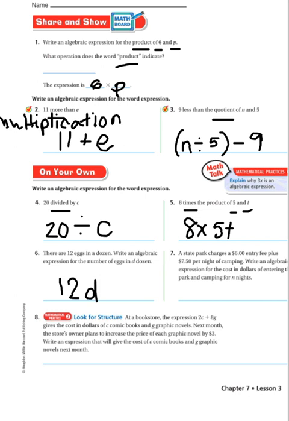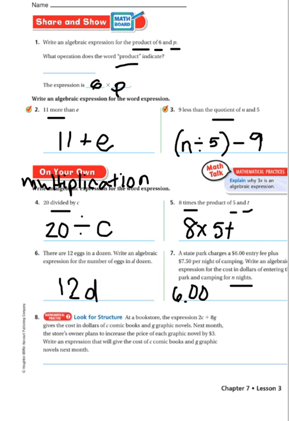Number 7. A state park charges a $6 entry fee plus $7.50 per night of camping. Write an algebraic expression for the cost in dollars of entering the park and camping for n nights. So n is the variable because we might not know how many nights they're going to camp. So $6, that's how much it costs to get into the park, no matter what, and no matter how many nights you stay, $6 plus $7.50 times n. Because n is going to represent the number of nights.